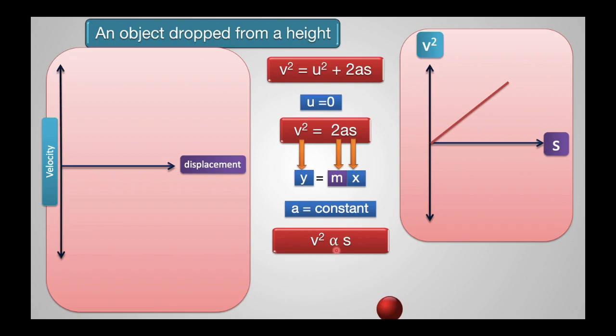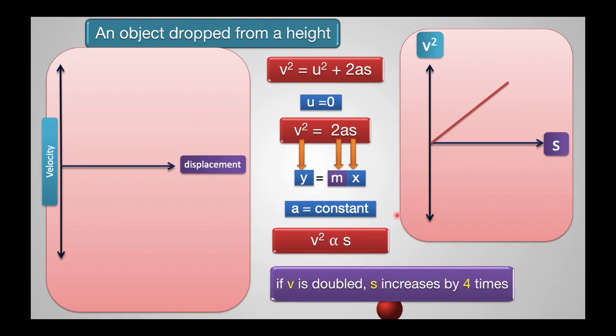V square is proportional to s, means for a small change in velocity, like if velocity increased 2 times, the left hand side of the equation is v square. The left hand side will increase by 4 times because there's a square. The directly proportional symbol shows that whatever change happens to the left hand side should be happening to the right hand side also. Means if you double the velocity, the distance should increase by 4 times. I'm taking a small change in velocity, there should be a big change in displacement. Means the graph should be something like this.